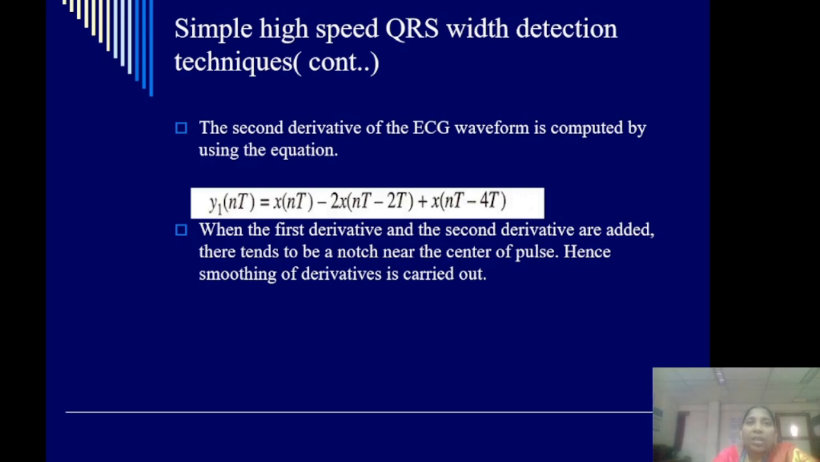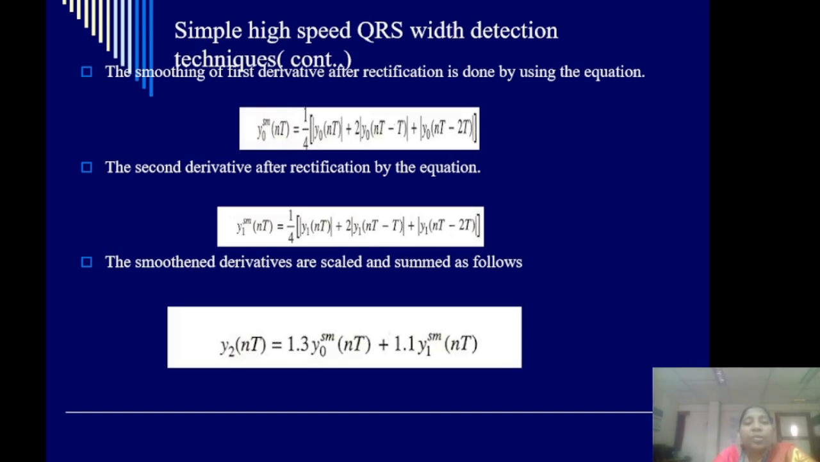Next, the first order derivative equation and the second order derivative equation are added so that we can perform the smoothing operation. The smoothing operation is denoted by y0Sm(nT) = 1/4 of [y0(nT) + 2y0(nT - T) + y0(nT - 2T)]. This means we add those derivative signals and then perform smoothing. y0(nT) is the output signal at that particular instant, plus twice the output signal after a 1 second delay, plus the output signal after a 2 second delay. All of these are added to obtain the smoothed signal.